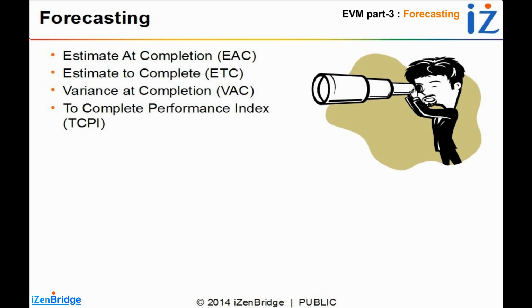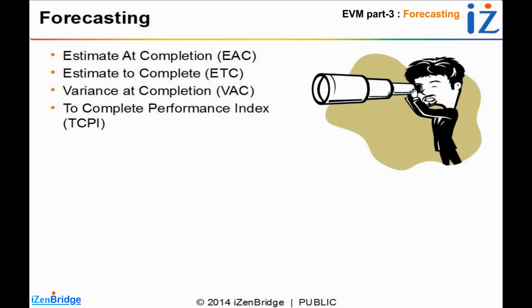So what is needed to finish the remaining work? Estimate at completion. What would be the final estimated budget of this project? So at this point of time, what do you think in total, how much money we are going to spend for this project? You can just think of it as a sum total of what I have already spent and what I think it will take more. So you are right. EAC is a sum total of actual cost and estimate to complete.